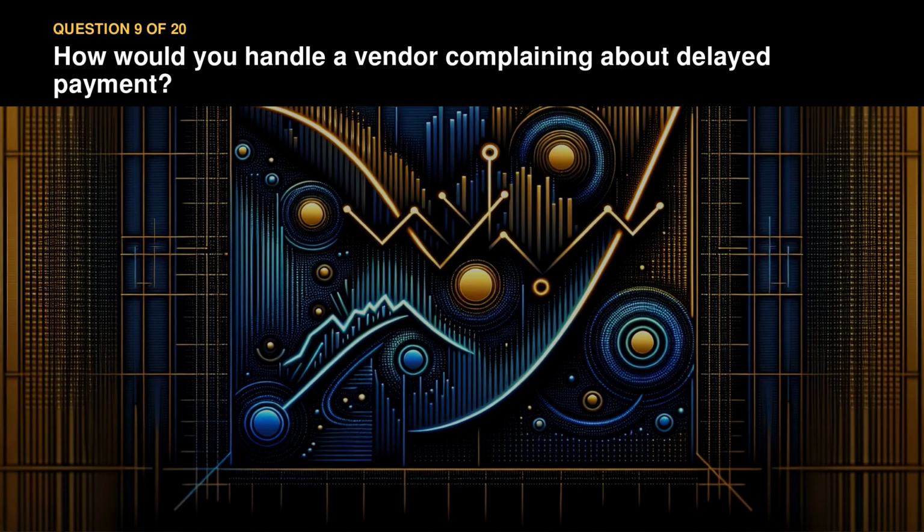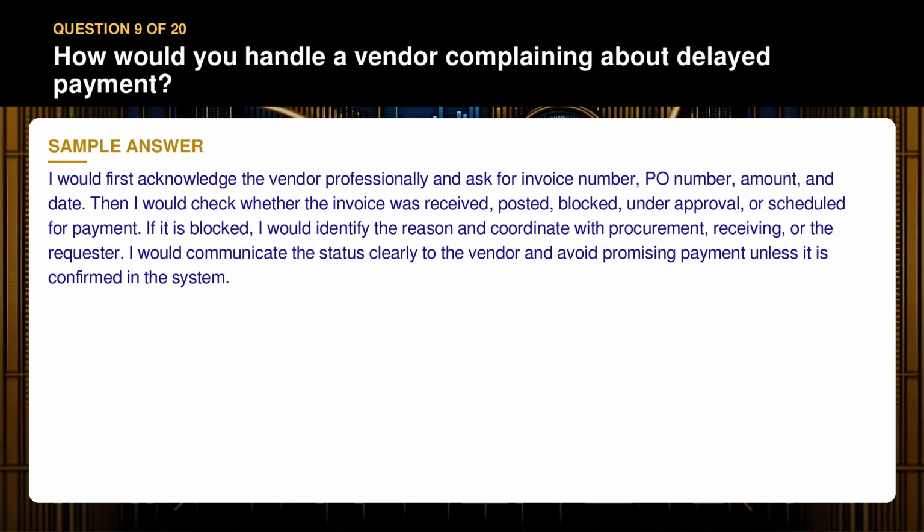Question 9. How would you handle a vendor complaining about delayed payment? I would first acknowledge the vendor professionally and ask for invoice number, PO number, amount, and date. Then I would check whether the invoice was received, posted, blocked, under approval, or scheduled for payment. If it is blocked, I would identify the reason and coordinate with procurement, receiving, or the requester. I would communicate the status clearly to the vendor and avoid promising payment unless it is confirmed in the system.